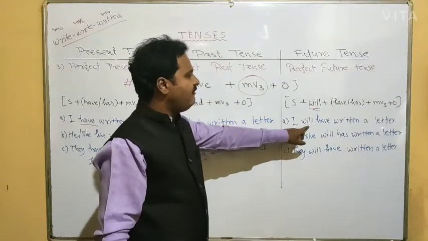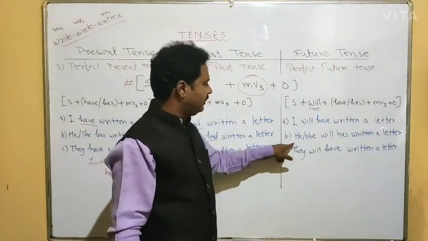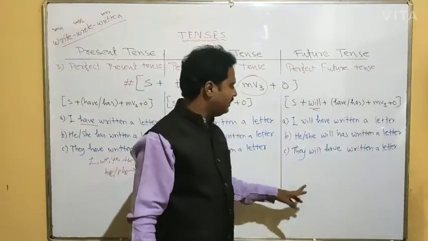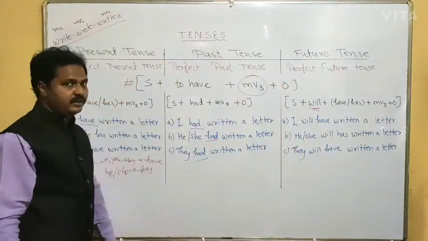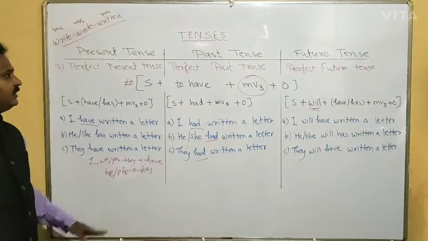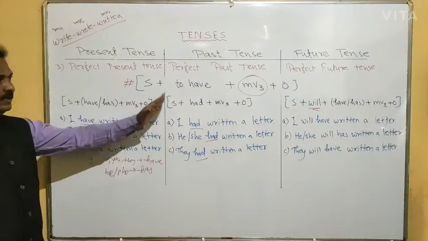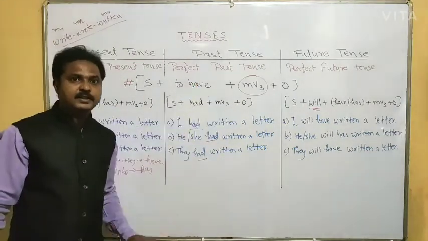Examples are: I will have written a letter. He or she will have written a letter. And third one, they will have written a letter. This is very important for our exam, so be careful about this one. This is perfect present tense, perfect past tense, perfect future tense. This is a perfect tense table.